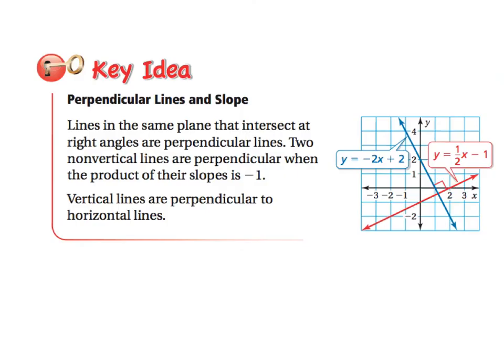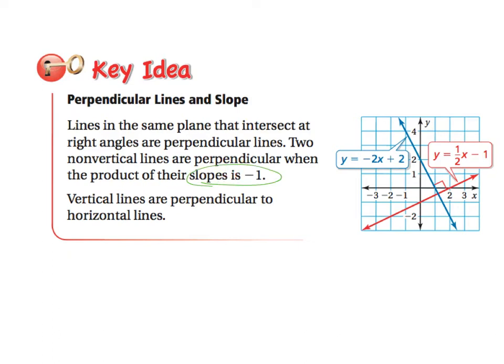The last key idea is about perpendicular lines and slope. In this case, we have two lines that are perpendicular, which means they form 4 90-degree angles. Lines in the same plane that intersect at right angles are perpendicular lines. Two non-vertical lines are perpendicular when the product of their slopes is -1.